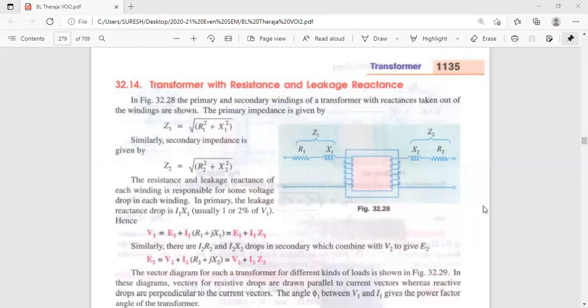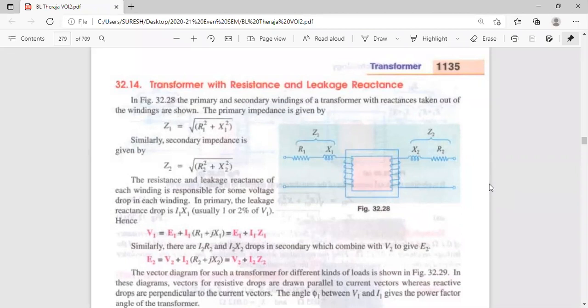No load test is conducted for determining. For what will we determine by using no load test? Iron loss. Copper loss is determined by conducting which test? Short circuit test. Okay. Yesterday we had determined the losses in the transformer, iron loss and copper loss in the transformer.